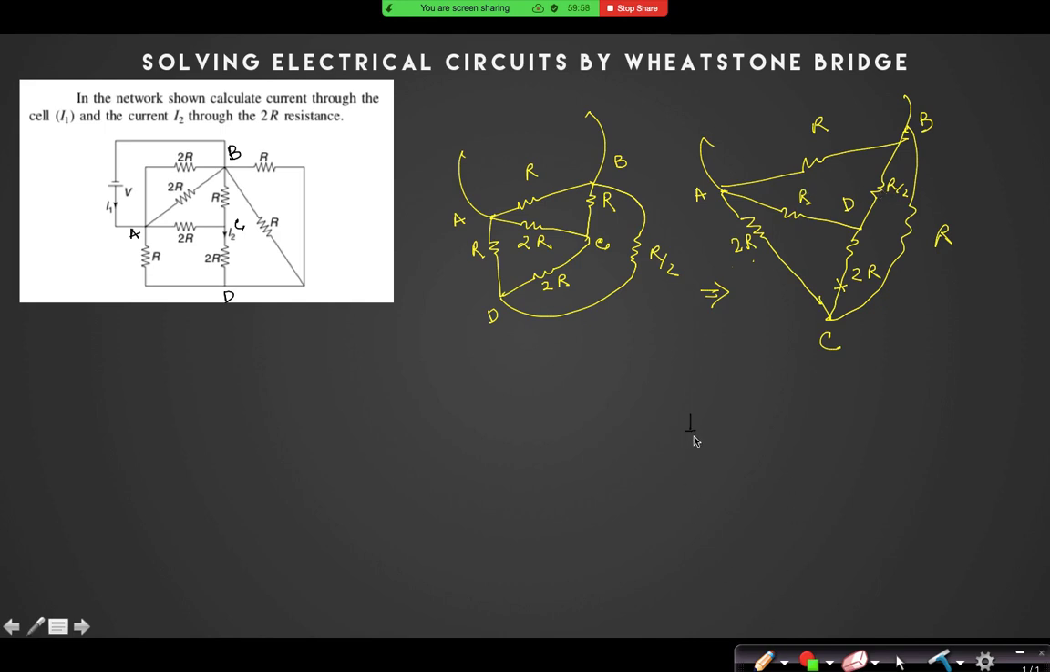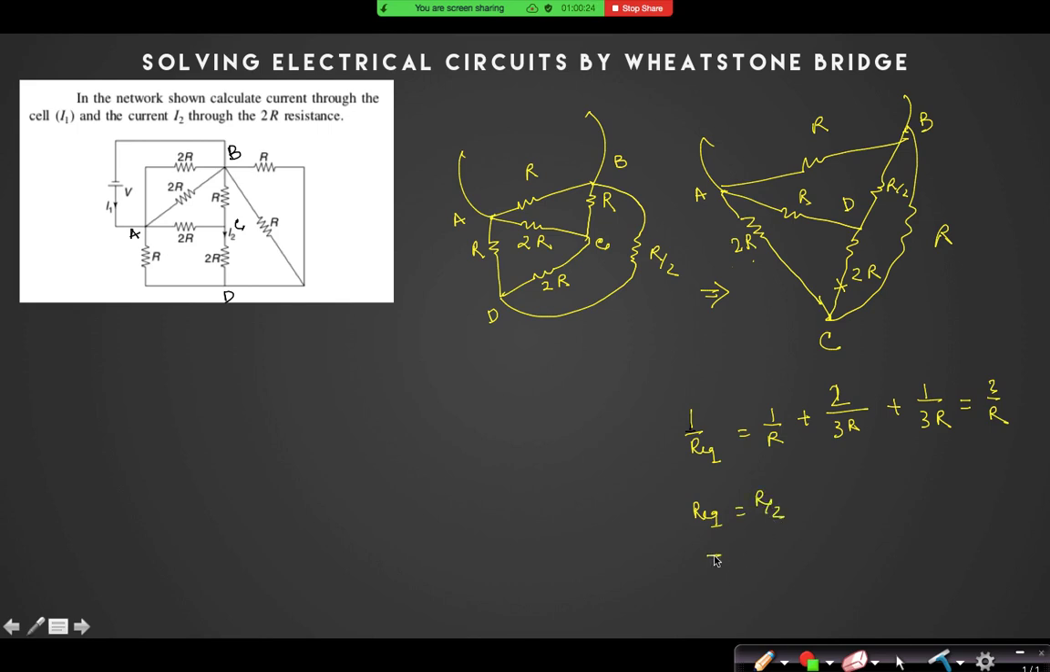Can I say 1 by R equivalent is equal to 1 by R plus 1 by 3R by 2 plus 1 by 3R, right? So 3 plus 2, 5 plus 1, 6 by 3R. So that means 2 by R. So the equivalent resistance is R by 2.